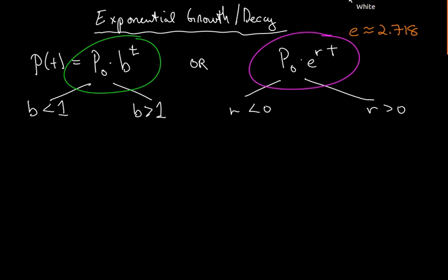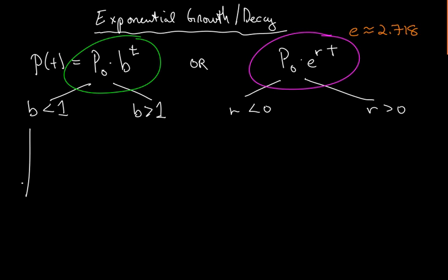P0, of course, is just the initial value. That's what you get when you plug in t equals 0. So t you think of as time, and at the initial time, t equals 0, you get p0. And then b is a base. It's a positive number, and it's not equal to 1. So either it's less than 1 or greater than 1.